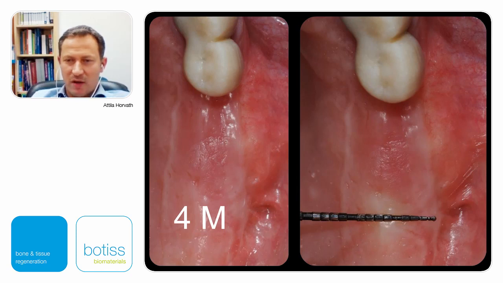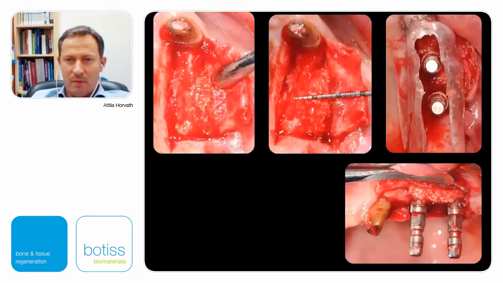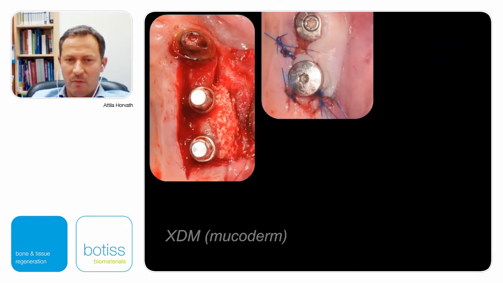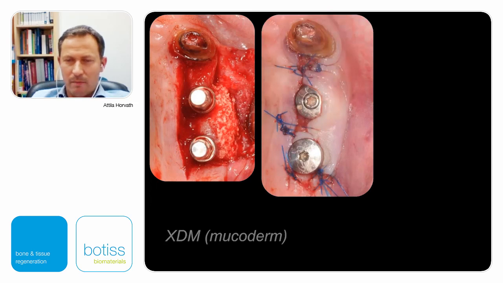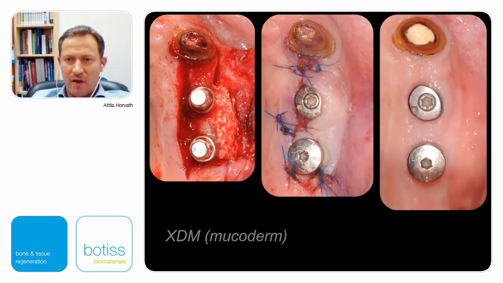So at 4 months, the result is a nice 10 mm of keratinized mucosa in the upper jawbone. We were able to place the implants. Remember, this was only mucoderm on this side, and see how thick the buccal soft tissue, the keratinized mucosa, is here.